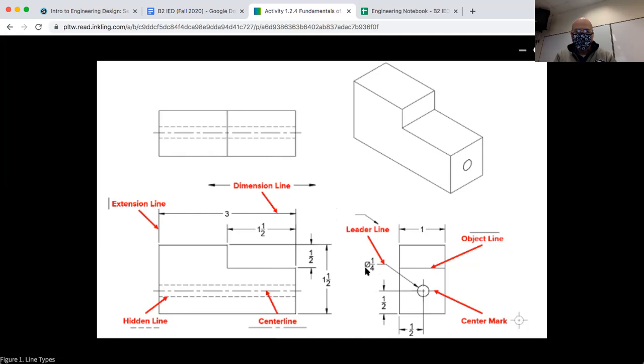Here you have a diameter of 1/4 inch. And the leader leads you to the feature, which is this circular piece. It's actually a hole that goes through. And this diameter 1/4 inch follows a leader line, which is diagonal, so it sort of visually distinguishes itself from the rest of the multi-view of the part. And then obviously a dimension right here.